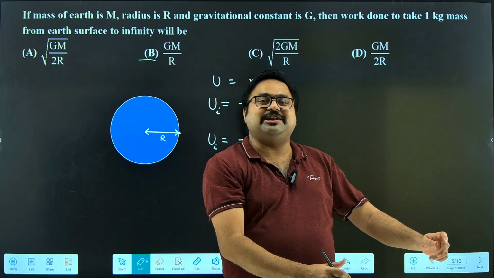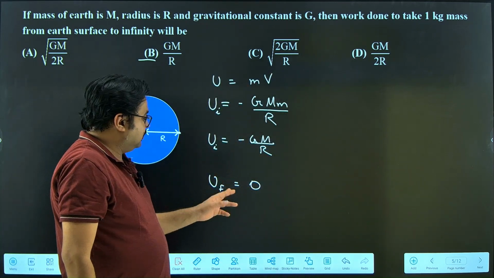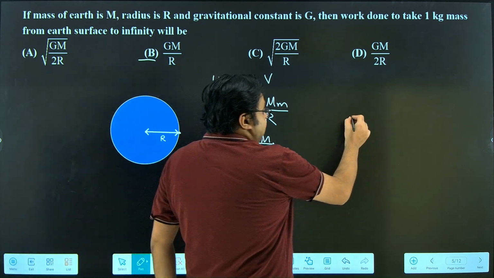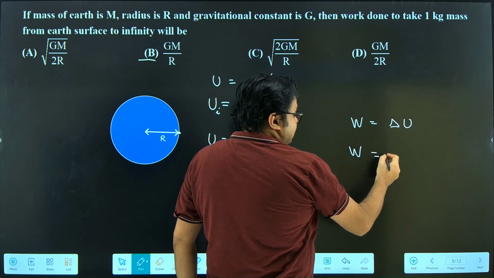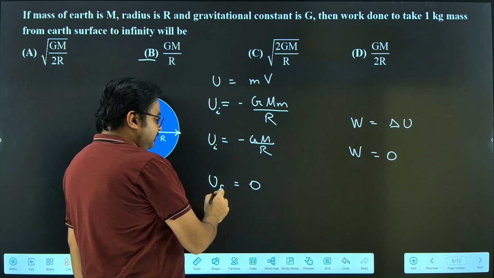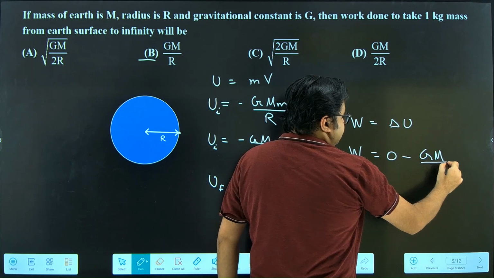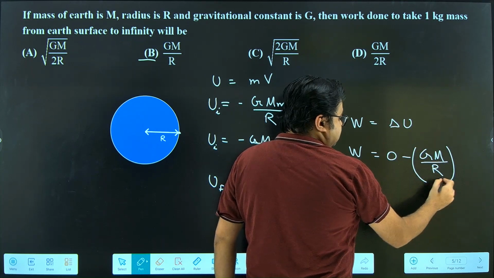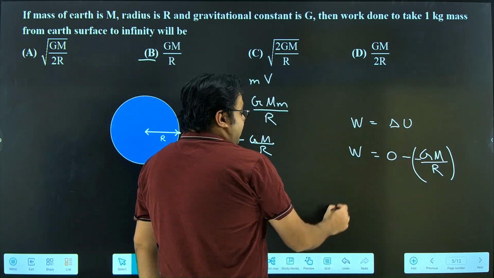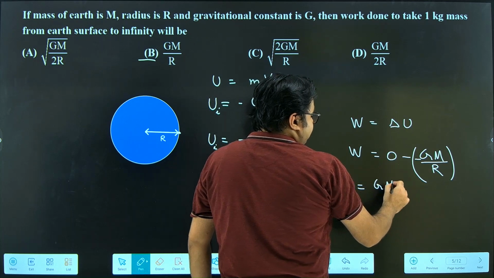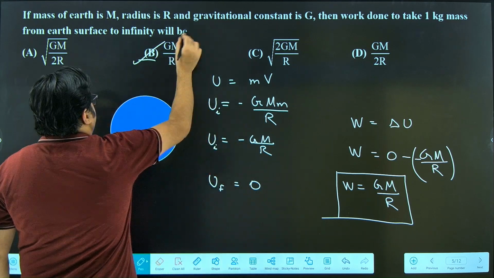Kinetic energy is zero, potential energy is zero, total energy is zero. So the final energy, which is the sum of kinetic and potential, is also zero. The work done becomes equal to the change in potential energy. Work done, the change in potential energy, is the final potential energy, which is zero, minus the initial potential energy, which is -GM/R, with a minus sign because the initial itself has a minus sign, final minus initial. So we have W becoming equal to GM divided by R. That is the amount of work done, and that matches with option B, by the way.